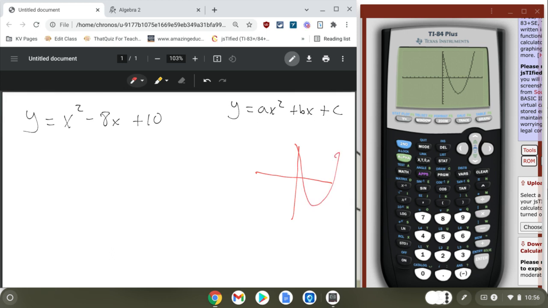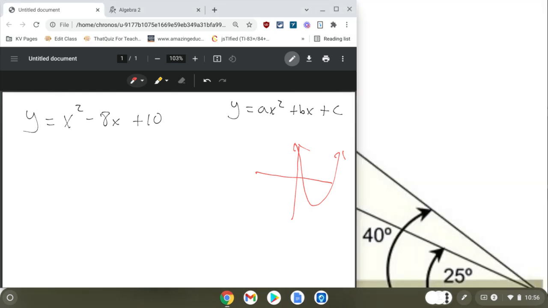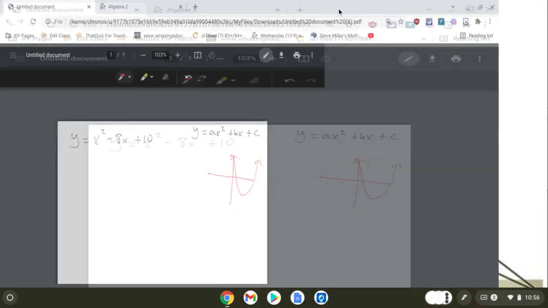Looks something like this. Okay, now I'm going to put this away because I want to find all this stuff out by hand. If you want to use the calculator, go right ahead. It's nice to have it.